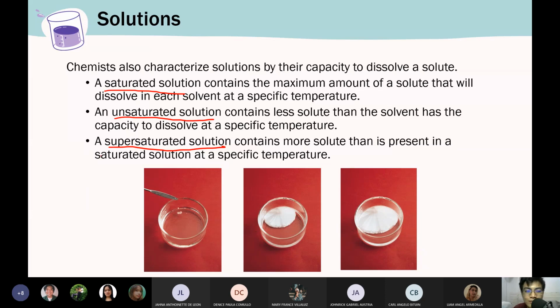So, ano yung mga tawag sa mga ganun na? Okay? So, if your solution contains the maximum amount of solute that it can dissolve, we call it the saturated solution. Okay? So, the key word here is that it is the maximum amount of solute dissolved in the solution. Kapag unsaturated naman, less than the maximum amount. While kapag supersaturated, more than the maximum amount. Okay? So, bigyan ko kayo example.